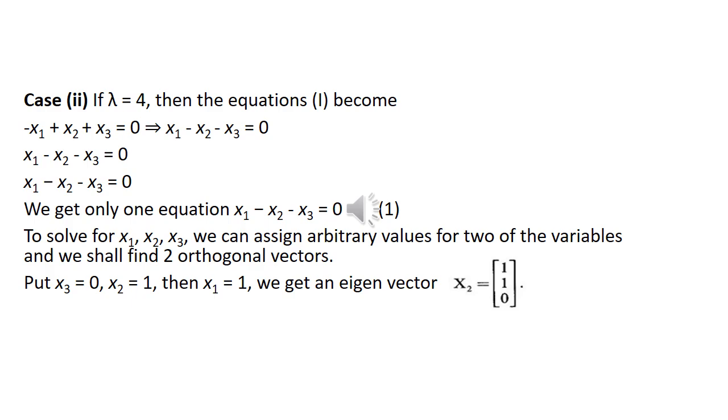So we have an infinite number of solutions. We put x3 equal to 0. Then we get x1 equal to x2. So if we put x1 equal to 1, then x2 is also equal to 1. So the eigenvector is 1, 1, 0.